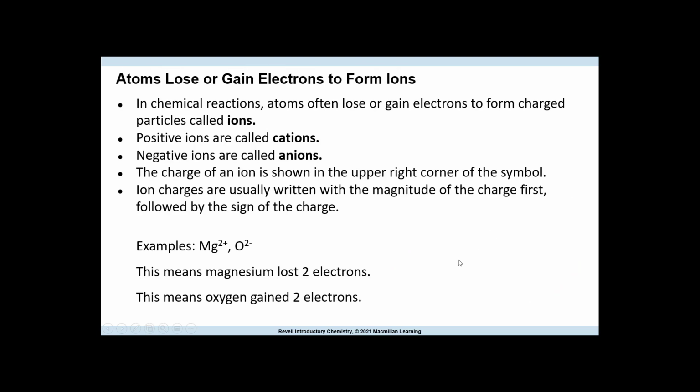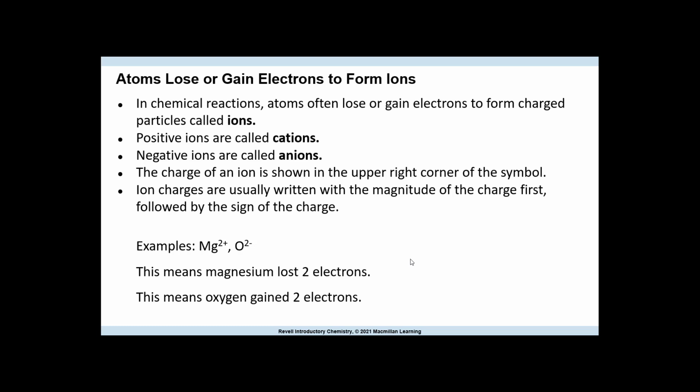Excuse me, atoms lose or gain electrons to form ions. So in chemical reactions, atoms lose or gain electrons. That's how these chemical reactions occur. So when you have a charged particle, a charged atom, they are now ions. They are not neutral atoms. And how you draw in the superscript, a plus or minus, indicates that you're dealing with ions and not neutral atoms.